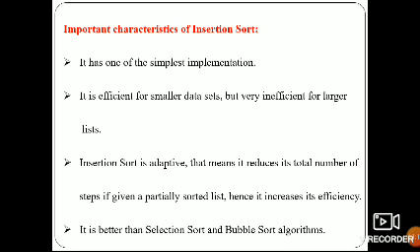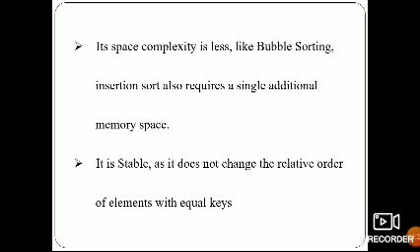For insertion sort, the example is playing cards. We take the cards and decide where we have to keep them. That is the example you can take. The space complexity is low, like bubble sort. Insertion sort also requires only single memory space. It is stable, as it does not change the relative order of elements with equal keys.